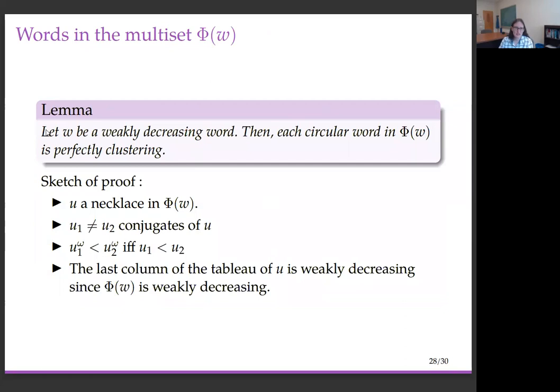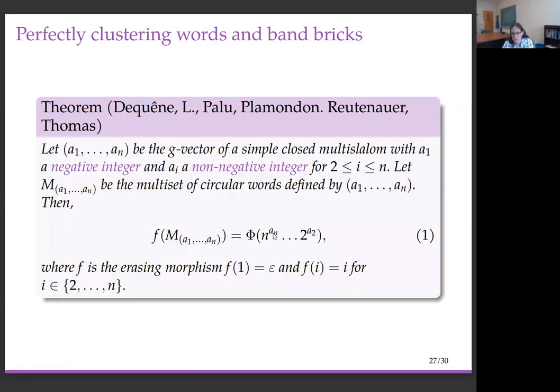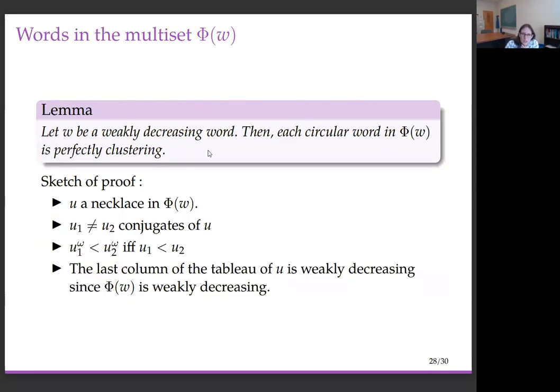And one interesting fact that you need to show to obtain the result is that if W is a weakly decreasing word, meaning a word a_n, a_1, ..., a_n times, and you go down like that, then each circular word in phi of W, in the Gessel-Reutenauer bijection of W, is perfectly clustering. And this is kind of easy to see if you think about it.